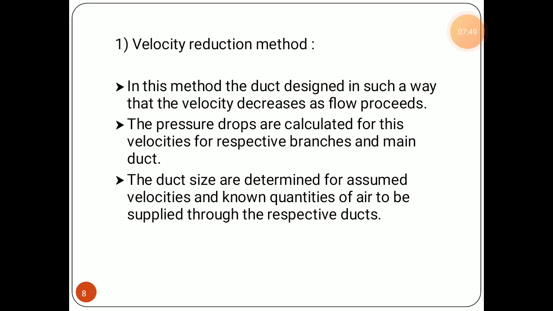Here we must know the quantity of air which is flowing through the duct, and the duct size can be calculated by assuming velocities, by the formula Q is equal to A1 V1. So once Q is known to us and V is assumed, then its area can be designed, right? So A can be designed on the basis of Q and velocity V.